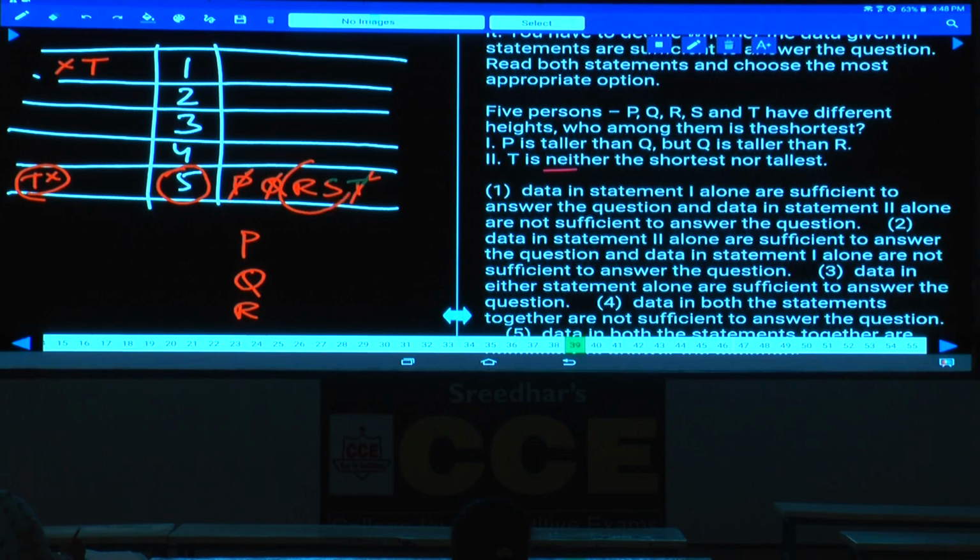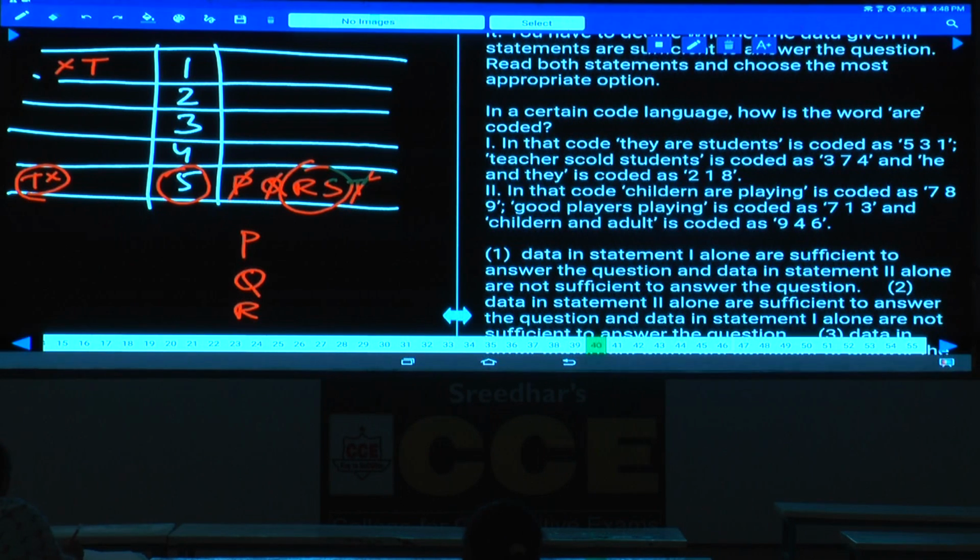Then who is the shortest here? Either R or S can be the shortest, and the data in both the statements is also not sufficient. That is choice 4. Then question number 40.